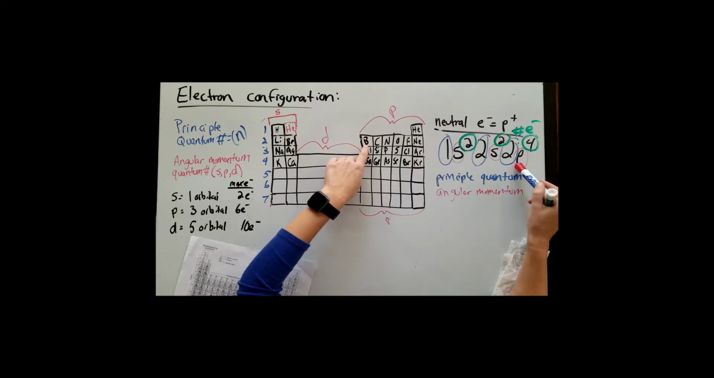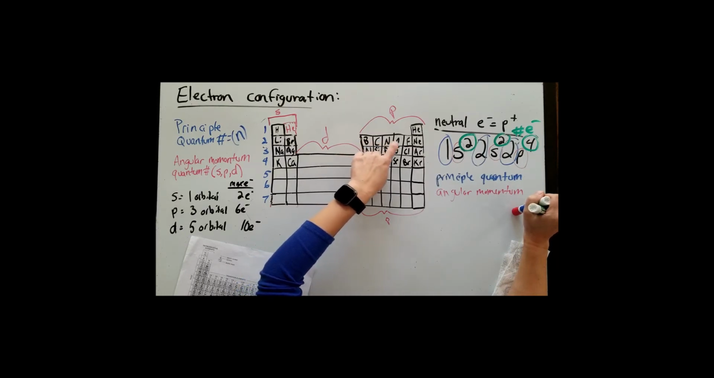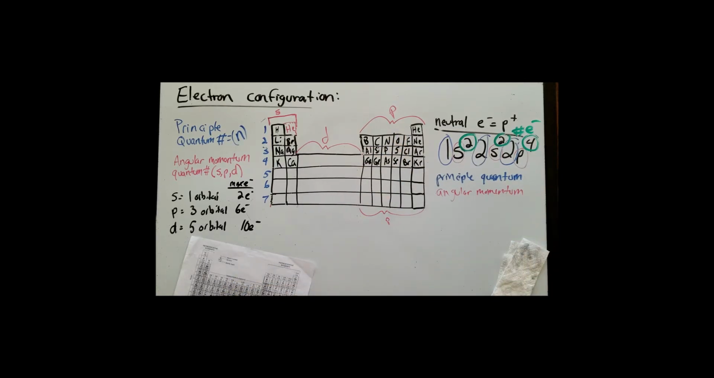How far into the P block? It's telling me to go 4 into the P block. So 1, 2, 3, 4. This is describing oxygen because that's the fourth element in the P block. So oxygen is the neutral element that is being described with that electron configuration.